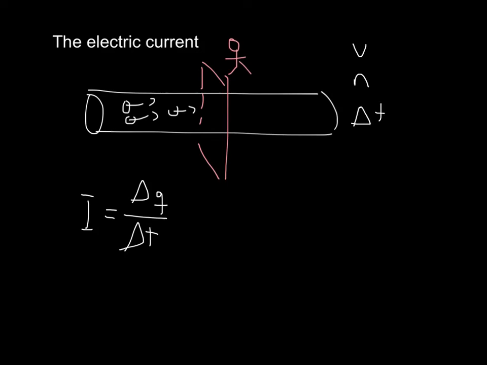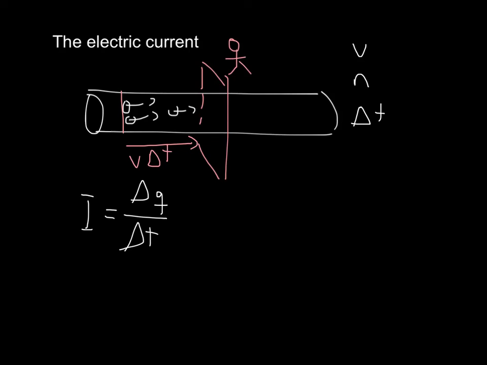Now, the electrons that were here will have moved then, right? A certain distance will be the speed of the electrons, v, times the time that it took them to move, which is the increment of t. So these guys here will have moved a distance, v, increment of t.